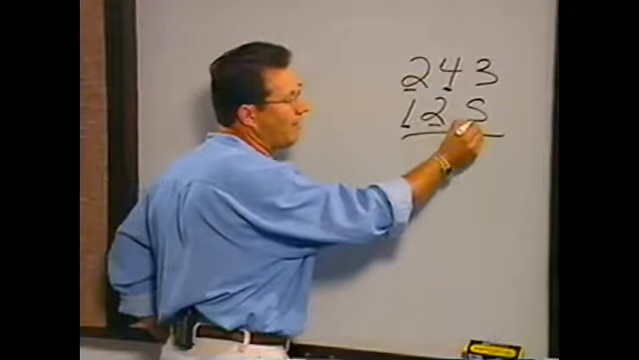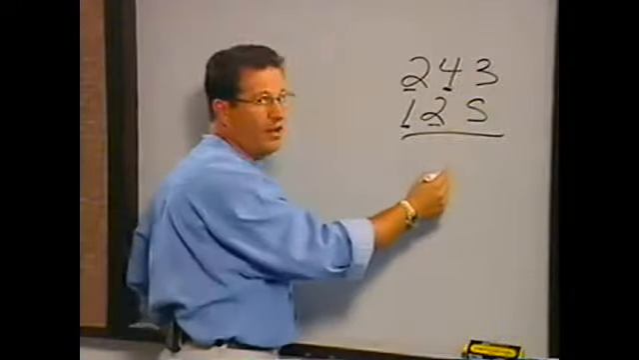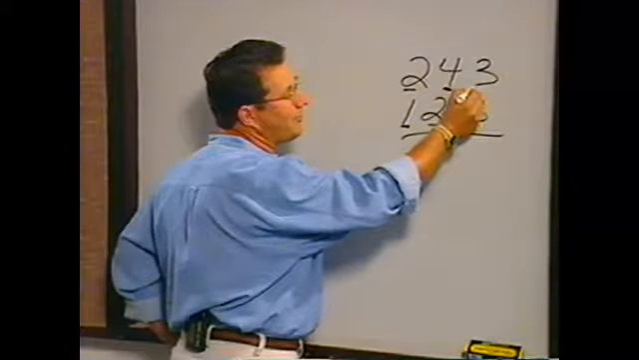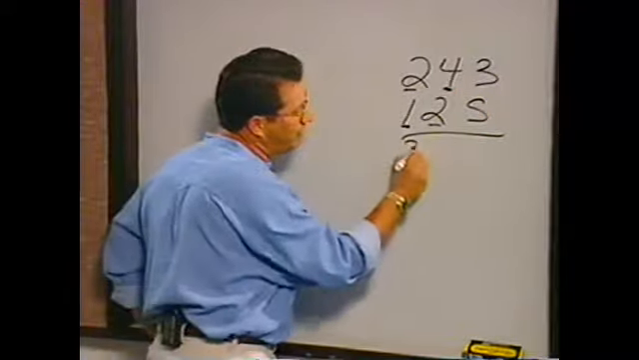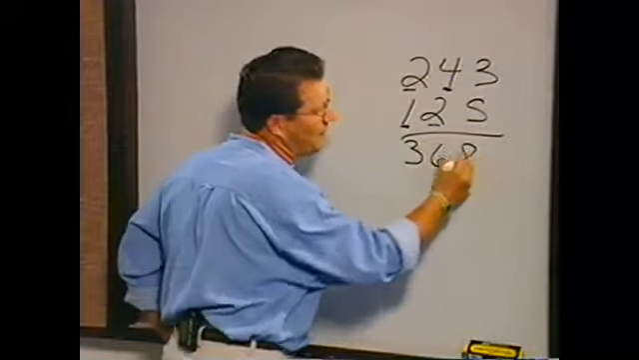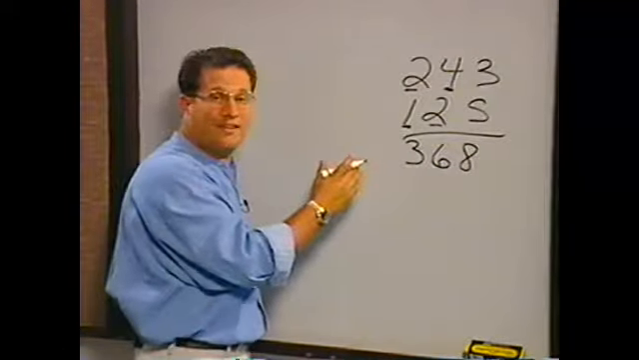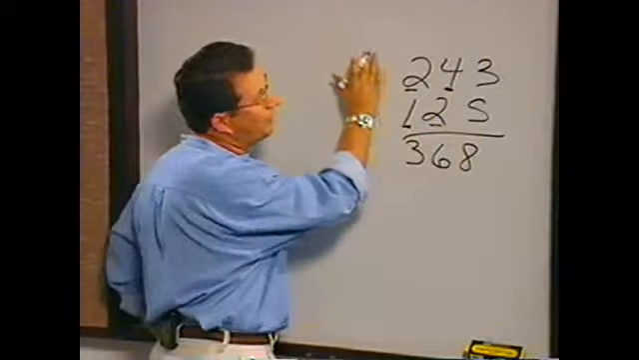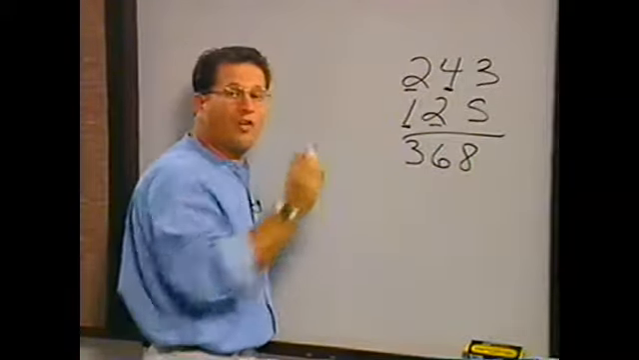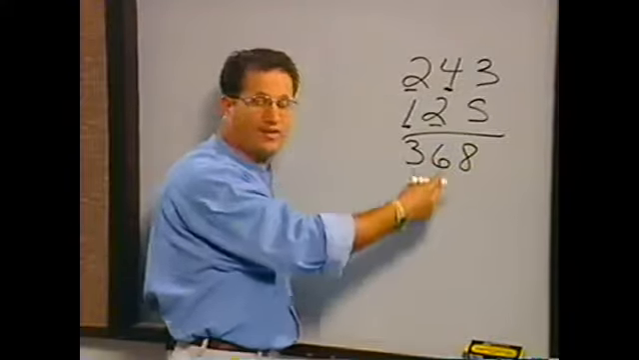And then 5 more, because these are the ones column. So what's 363 plus 5? You should get 368. And that's the right answer. So you see how easy it is. It's the same concept as two-digit addition. Just remember, when there's 3 digits, you're working with the hundreds first, then the tens, and then the ones.